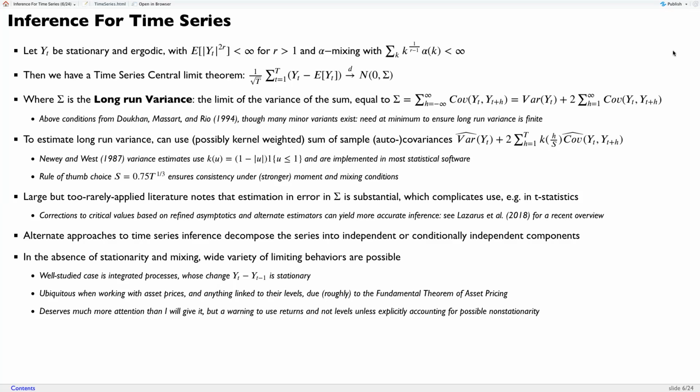I do a lot of work with martingales, but okay, what if you don't have stationarity and mixing? You don't necessarily get a CLT. So the most common case is integrated processes where Y_t is not stationary, but Y_t minus Y_{t-1}, the change, is stationary. Asset prices typically satisfy this property, or approximately satisfy this property. Anything linked to the level of asset prices typically satisfies this property. If you believe the fundamental theorem of asset pricing, more or less with transformations, asset prices should look like this, and if something looks like this, you can't rely on these conditions, but potentially you can for the differences. So as a general rule of thumb, anything I'm saying applies to returns, not prices, or else everything will blow up in interesting ways.